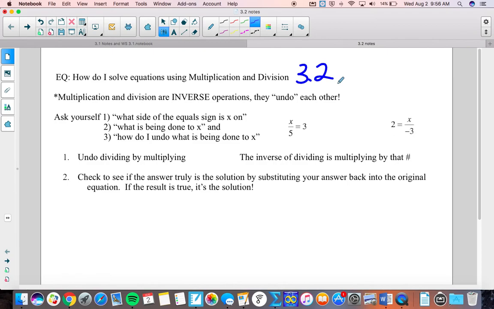Here are the questions we're going to ask ourselves. What side of the equal sign is x on? What's being done to x? And how do I undo what's being done to x? We undo dividing by multiplying, and the inverse of dividing by a number is multiplying by that number. And we're going to check whether the answer is true by substituting it back into the original equation. If the result is true, it is a solution.